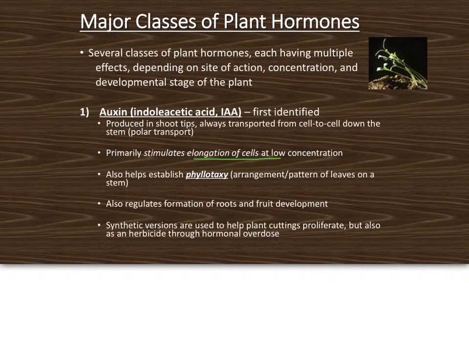But notice here too, you can also overdose a plant with auxin, and it'll kill the plant. So it also is sometimes used as an herbicide if we want to get rid of a plant by giving it a very high concentration of auxin. But for the most part, auxin is a positive growth regulator, right? It increases growth and development of the plant.